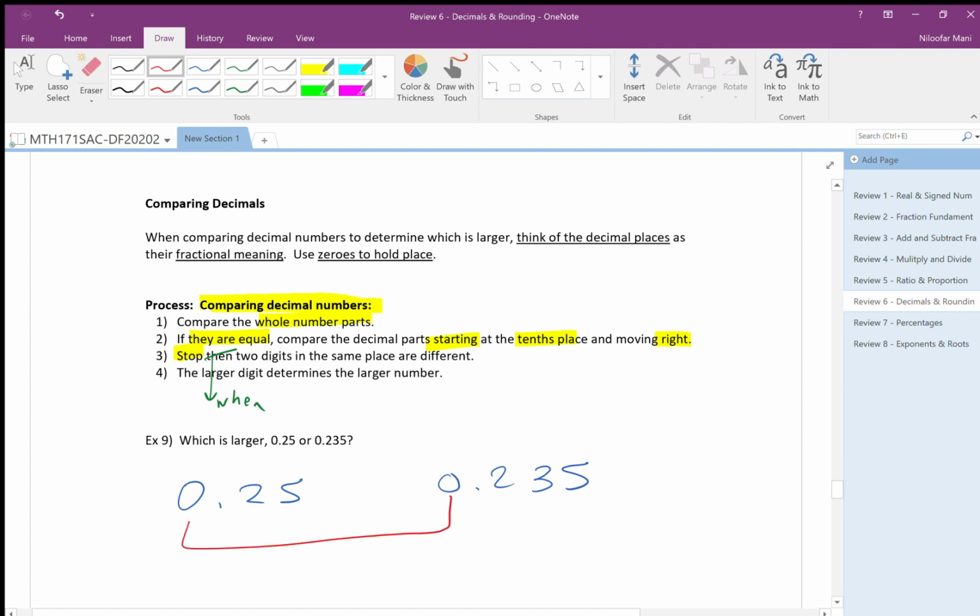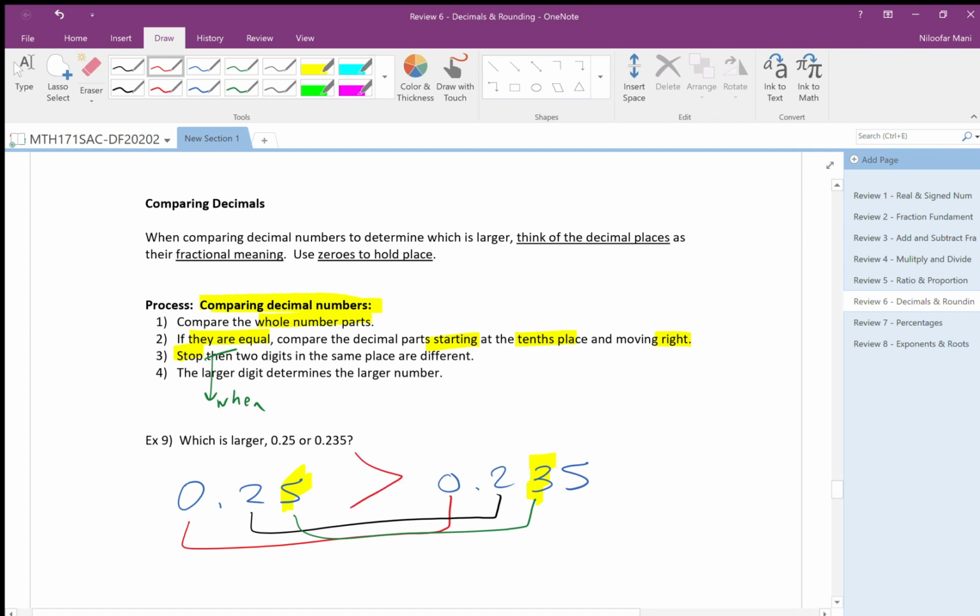They are equal, so of course you go to after the decimal. If one of them is bigger, you don't need to even consider the decimal part. Now you compare this part, and which one is bigger between 5 and 3? 5. So done, you don't continue, so this is bigger.